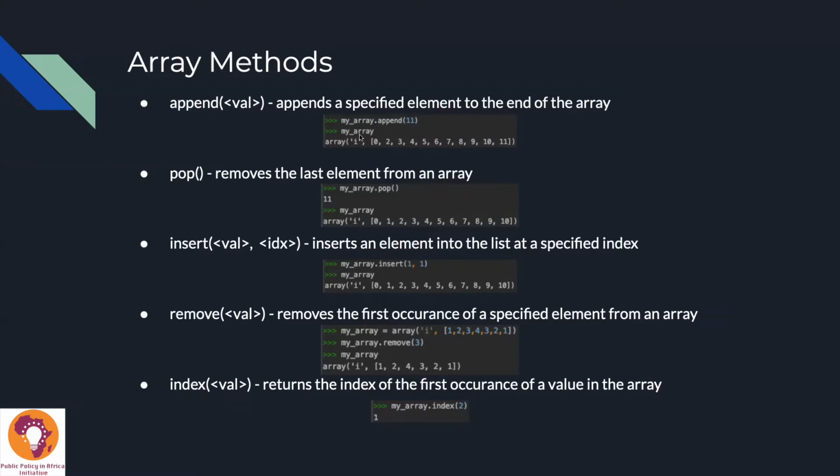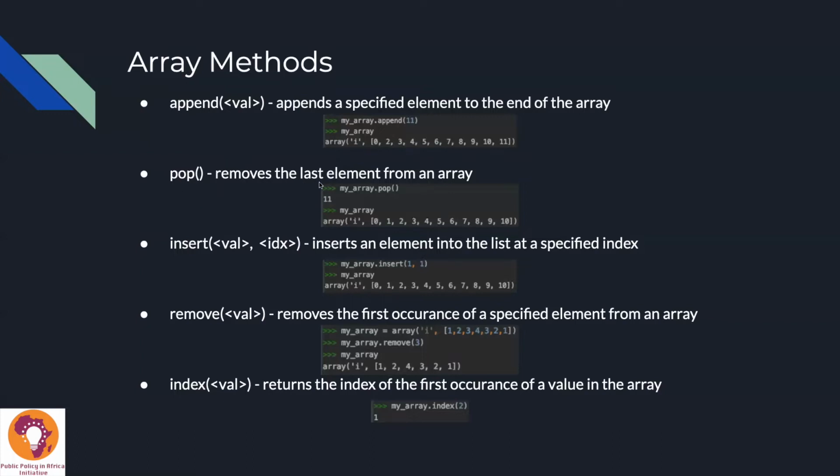So now when I output my array, and keep in mind that this array is the same array that was in the previous slide, we'll see in the REPL environment that it's array 0, 1, 2, 3, 4, 5, 6, 7, 8, 9, 10, and 11 is now appended onto the end. So that's how you can use the append method if you want to add something to the end of your array. We could also use the pop method.